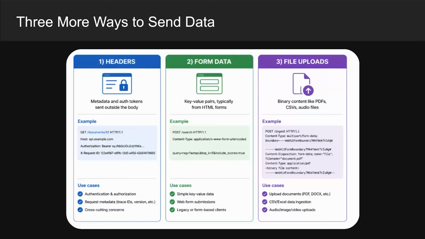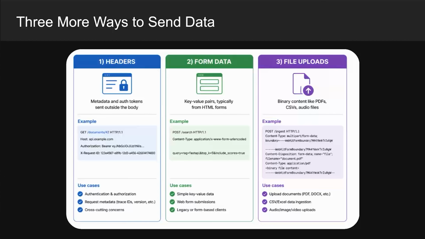Look at the three cards on the screen. These are the three request patterns you need beyond path, query, and JSON body. First, headers. On the left, notice the example. It's a GET request with an authorization bearer token and a custom X-Request-ID. That's typically for API authentication and request tracing. Second, form data. In the middle, the example shows a POST with application/x-www-form-urlencoded sending parameters as a flat key-value string. And third, file upload.